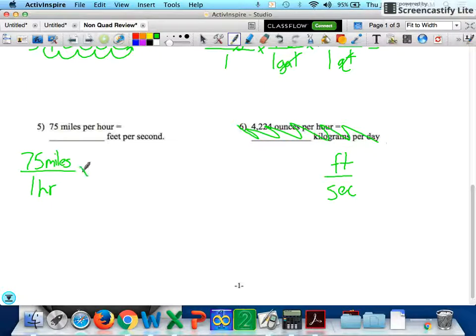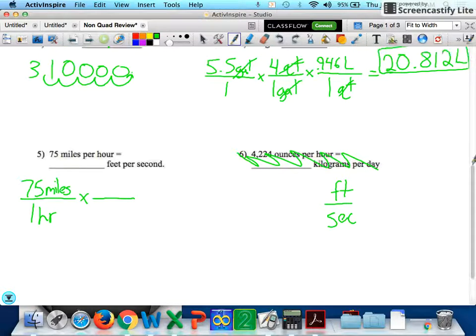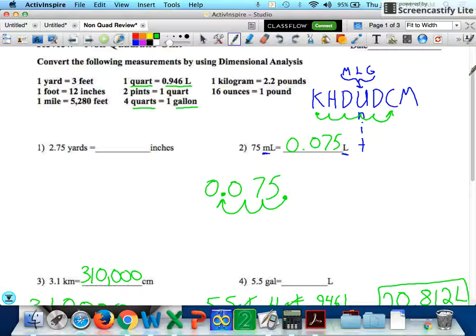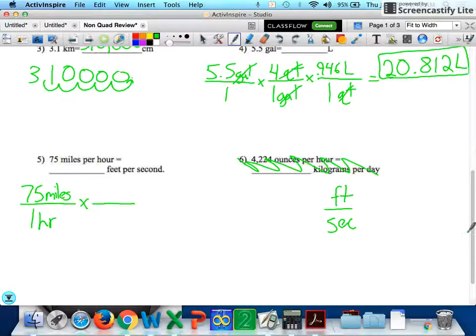They're on top. To tackle miles, I can go directly from miles to feet because I look up at my conversion chart and I see miles to feet is a direct conversion. 5,280 feet is 1 mile. I let the units tell me where to put them. 1 mile has to go on the bottom because I want those to cancel out. And then we have 5,280 feet up in the numerator.